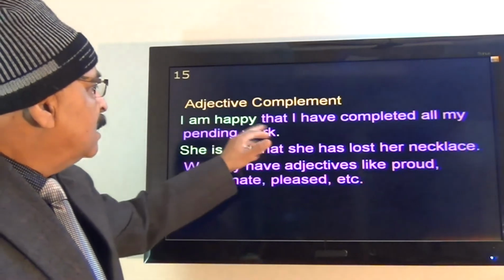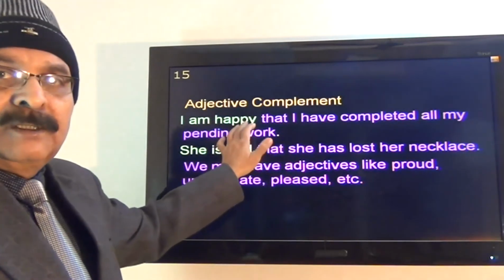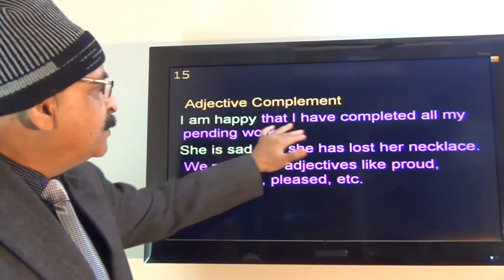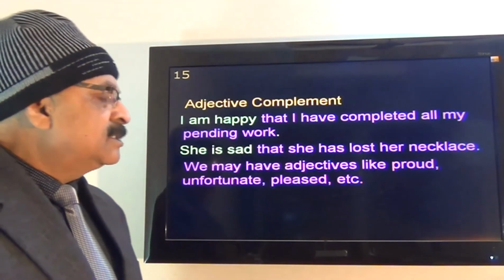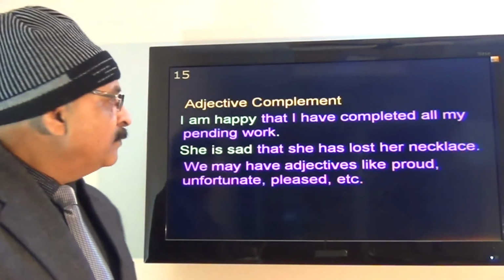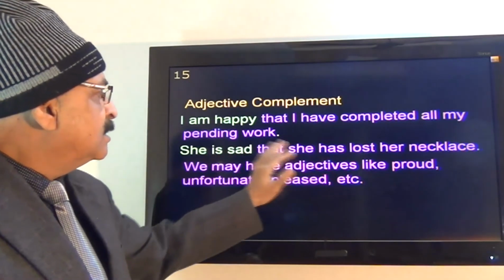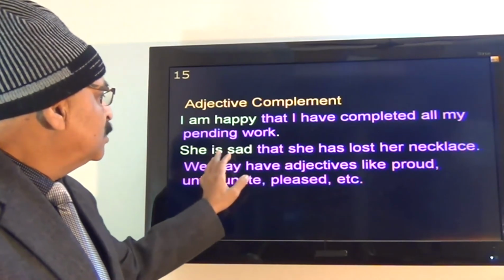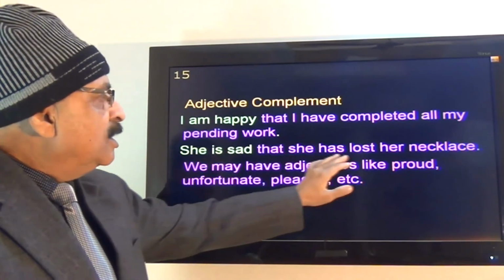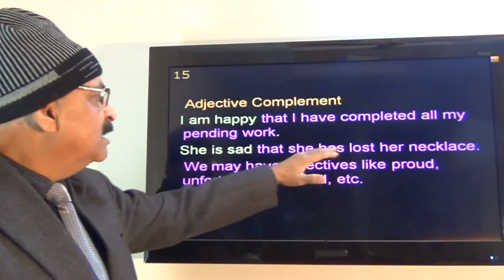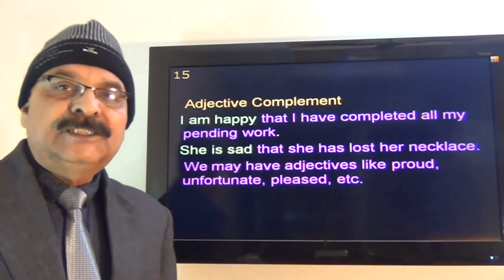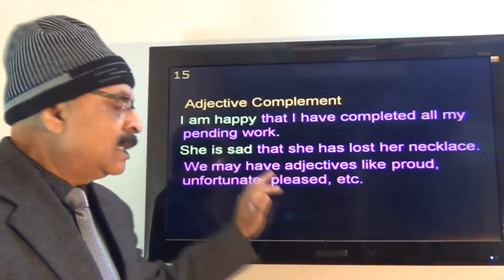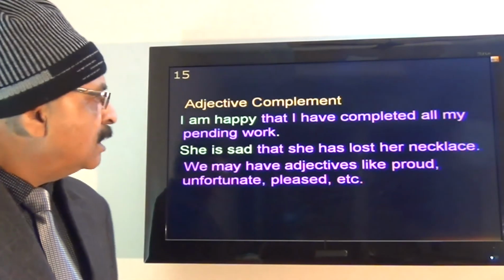I am happy that, this is an explanation of happy. Addition, meaning is added to happy. Happy is explained in this clause here, that's why it becomes a complement to happy. And said that she has lost her necklace. So it is, she is sad that she has lost her necklace. This noun clause is explaining sad. So this is a complement to the adjective sad. We may have adjectives like proud also, unfortunate also, pleased also.